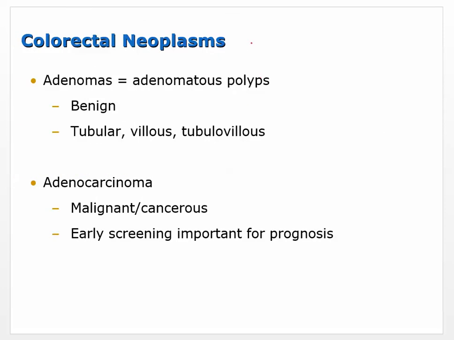Now, we could go on for another hour about colorectal cancers. Really, I'm just going to point out a couple of things and maybe some terms. So adenomas tend to be adenomatous polyps. A lot of times we'll hear about polyps developing.